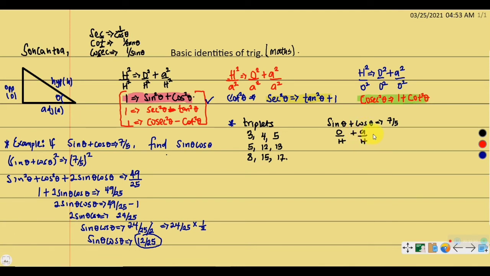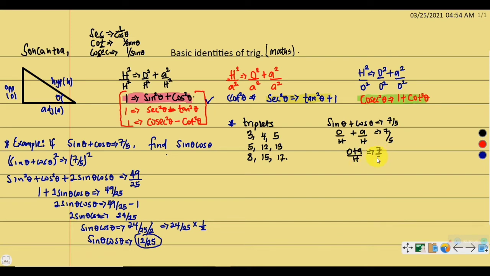I'm only trying to show this is now equal to 7 by 15 and 7 by 5. Now from here, look at this, guys. Opposite plus adjacent, as you can see now. So we can rewrite this as opposite plus adjacent over hypotenuse, since the denominator is common. It's like going by LCM. So it is equal to 7 over 5.